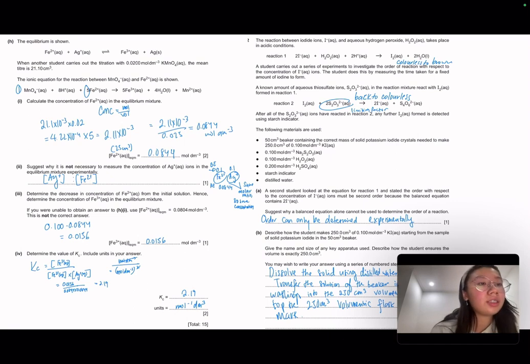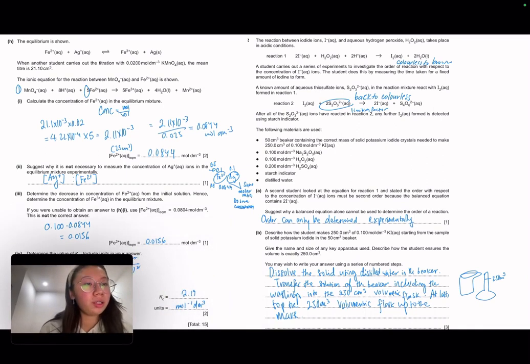A second student looked at the equation for reaction 1 and stated that the order with respect to the concentration of iodide ions must be second order because the balanced equation contains 2 iodide ions. This one just doesn't make sense straight up because, again, order can only be determined experimentally. So yeah, you have to perform an experiment in order to determine the order. You can't just take the balanced equation and assume, oh, because the molar ratio here is 2, then it's second order. No, you can't. You can't just do that. Alright.